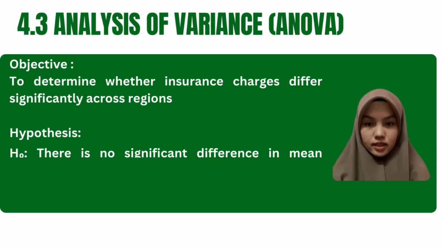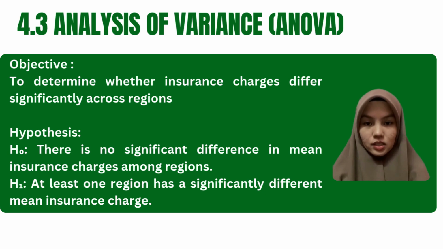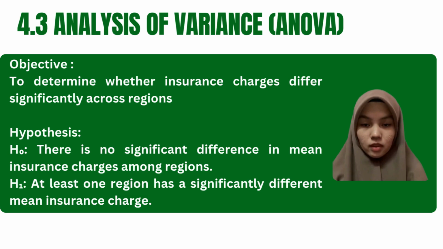Next, I will present the results for the analysis of variance, or ANOVA. ANOVA is a statistical method used to determine whether there are significant differences in mean insurance charge across different regions. In this study, we examine whether the residential region of an individual has a significant effect on the amount of insurance charge paid. For this ANOVA test, the hypotheses are as follows.